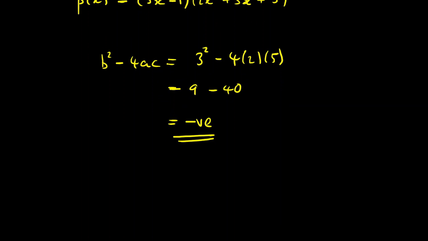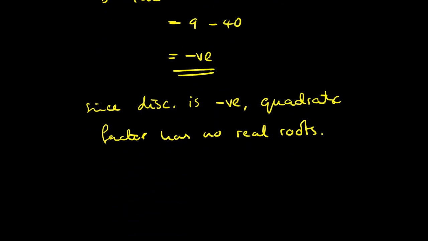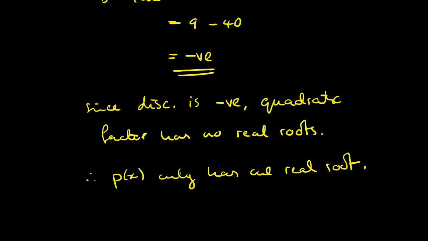And so we can conclude with a statement that says, since the discriminant is negative, the quadratic factor has no real roots, and therefore p of x only has one real root. Okay, there you go. And that is our answer.